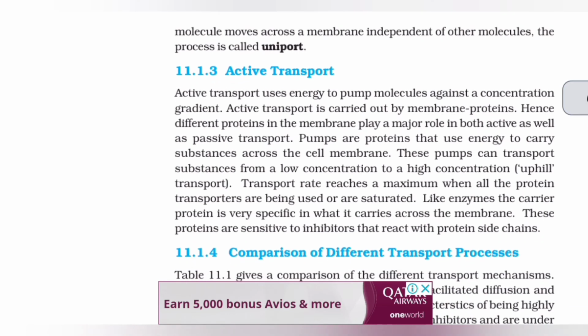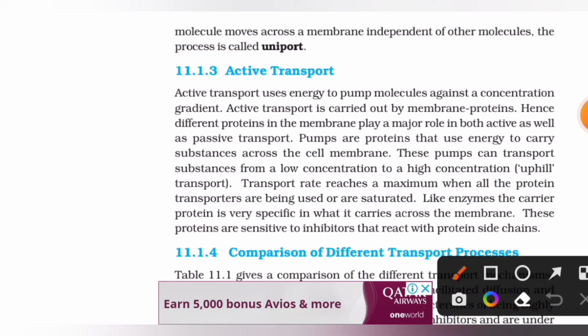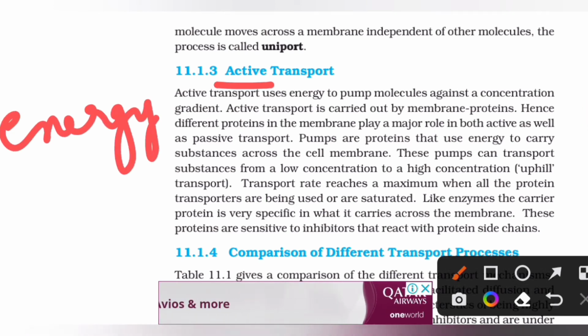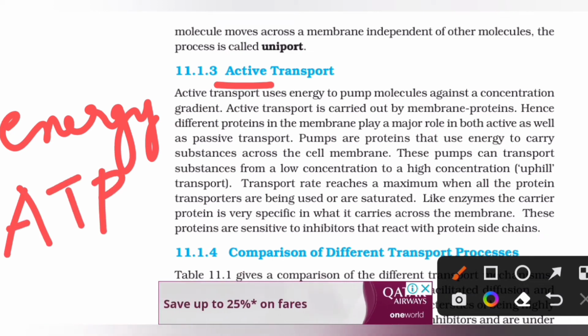Next, we will move on to active transport, right? Now, in active transport, energy is required. Active means energy is required. When energy is required, ATP is also used, right? When energy is used, then ATP is used. In this case, how is the transport? Transport is from the lower concentration to the higher concentration. See, from down to up. That is from the lower to the higher concentration.